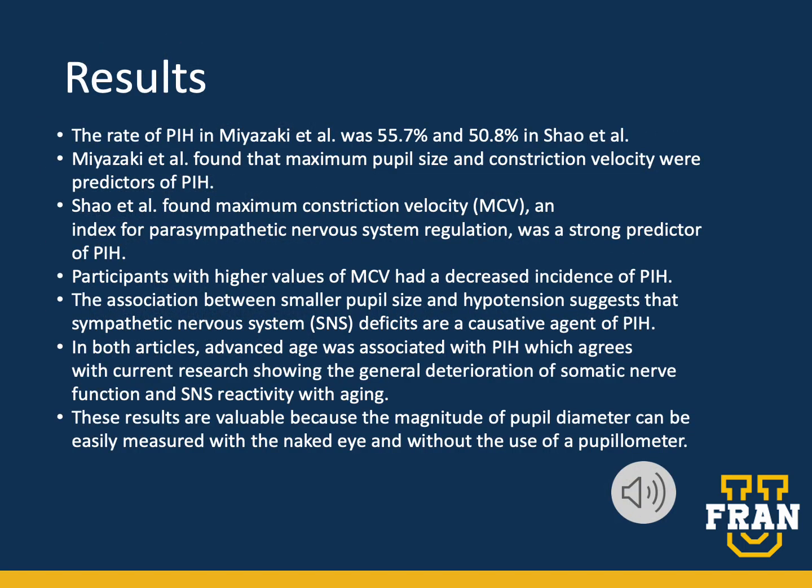The rate of PIH was slightly higher in the study by Miyazaki and others, reaching 55.7%, than in the study by Shao and others, which was at 50.8%. The study by Miyazaki found that maximum pupil size and constriction velocity were predictors of PIH. Similarly, Shao and others found maximum constriction velocity was a strong predictor of PIH. Participants with a higher value of MCV had a decreased incidence of PIH. These results are valuable because the magnitude of pupil diameter can be easily measured with the naked eye and without the use of a pupilometer.